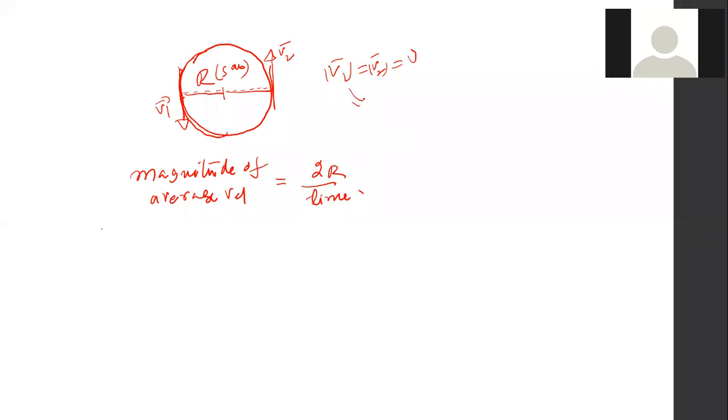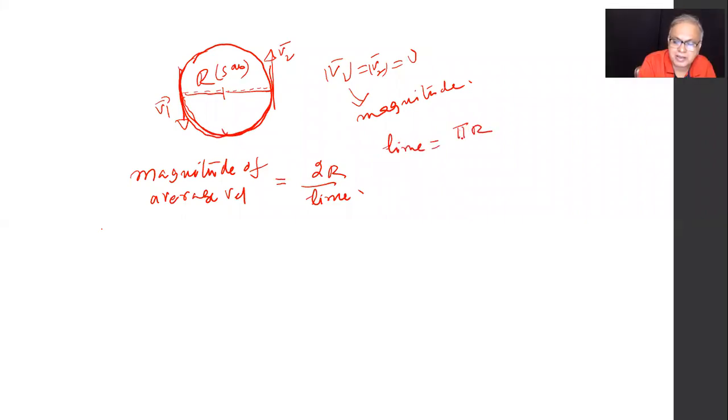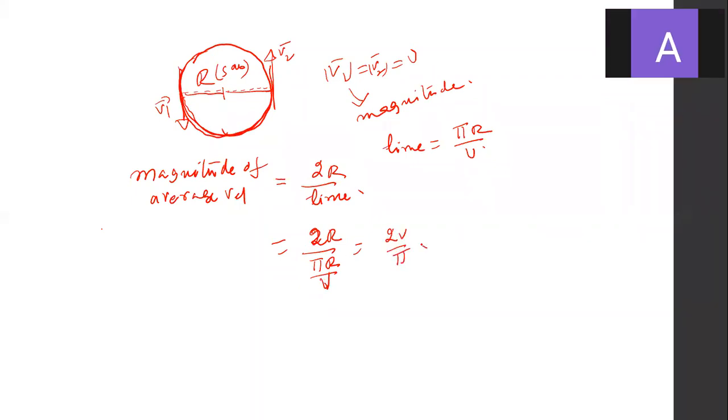The distance is pi R, isn't it? So time will be distance pi R divided by speed V. So come back to this: 2R divided by pi R by V. So what do I get? 2V by pi.